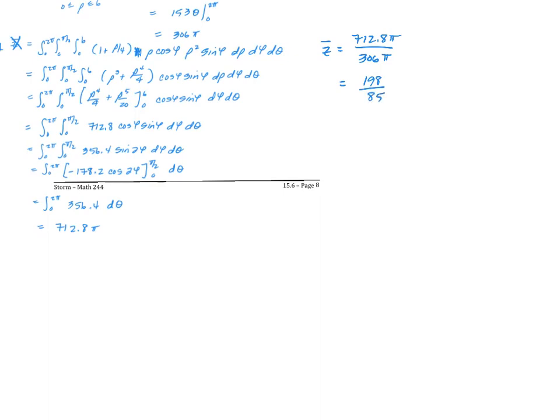I think. Again, double check me, you guys. So it's an ordered triplet, 0, 0, 198 over 85. So kind of long, kind of tedious, but still doable. So that's it for this section.